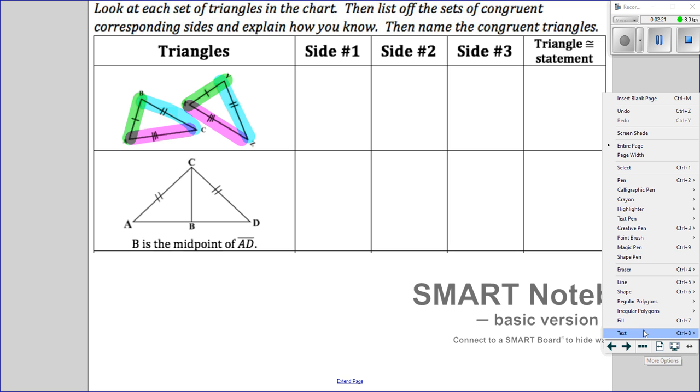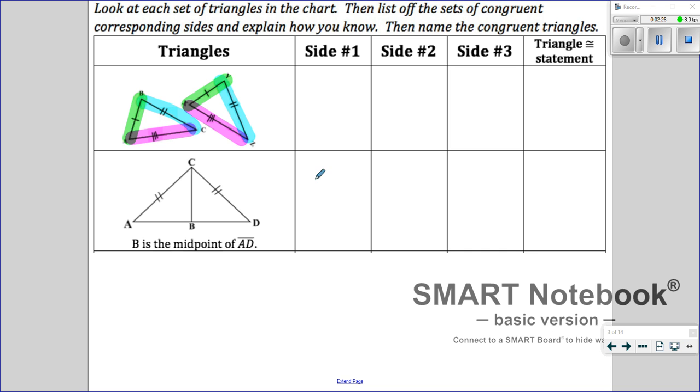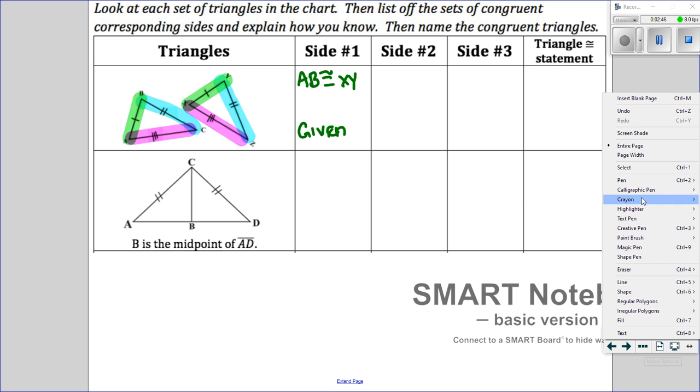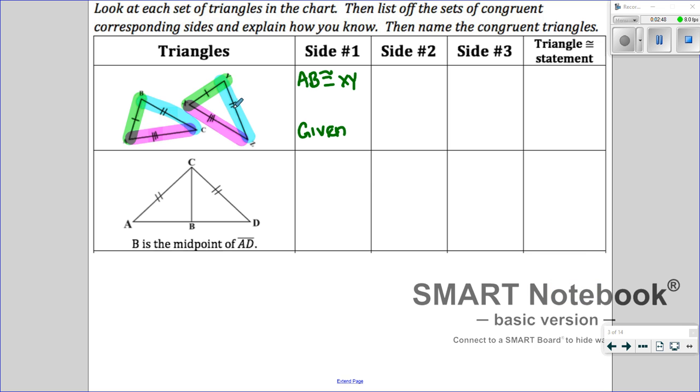All right, let's start doing the congruency statements. So first one will be green. So it says, show that AB is congruent to XY. And the reason is, it's given. If they put a marking on the triangles to show that they're congruent, then it is deemed as given. Then I go to the next one, which is blue. So it's BC is congruent to YZ because it's also given.